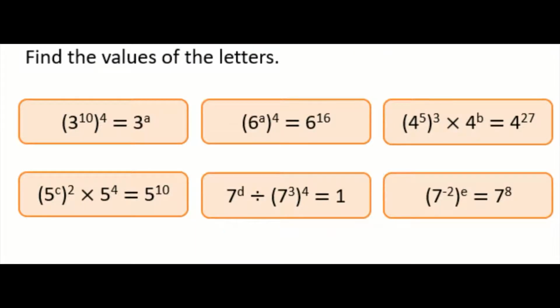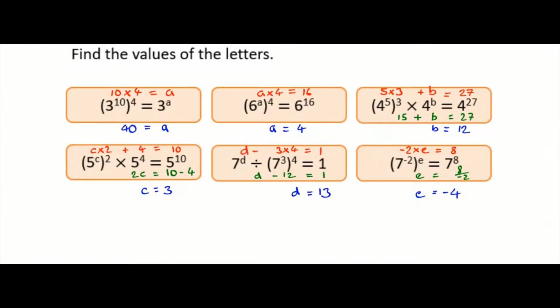Pause the video, have a go at these. So some of these were slightly harder. You do need to use your BIDMAS a bit, in particular on questions like this one, where you would do this first, so 4 to the power of 15 times 4 to the power of b. That means that the 15 plus the b would give us the power in the answer, which is 27, leaving us with b is 12.